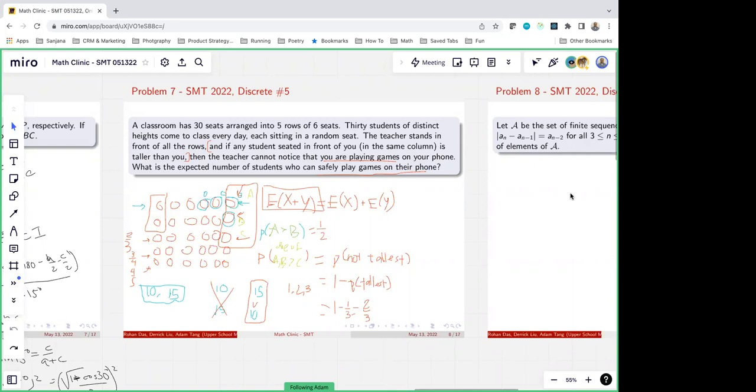So we just have 6 times, because there's 6 people in each row, we'll just take the 6 out. 0, 1/2, 2/3, 3/4, and 4/5. And what remains is a quick calculation, and we get 163/10.